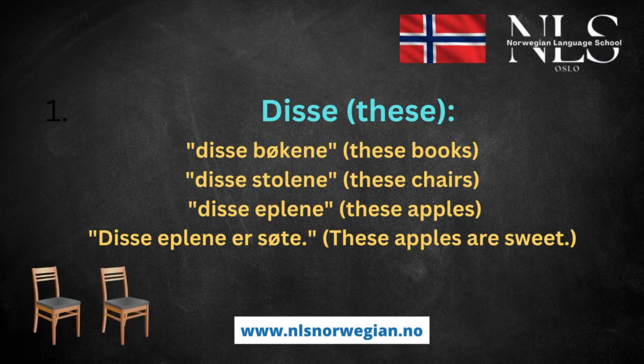Disse, these. This demonstrative is used with plural nouns close to you in distance, no matter what gender the noun is. Examples include disse bøkene, these books. Disse stolene, these chairs. And disse eplene, these apples.